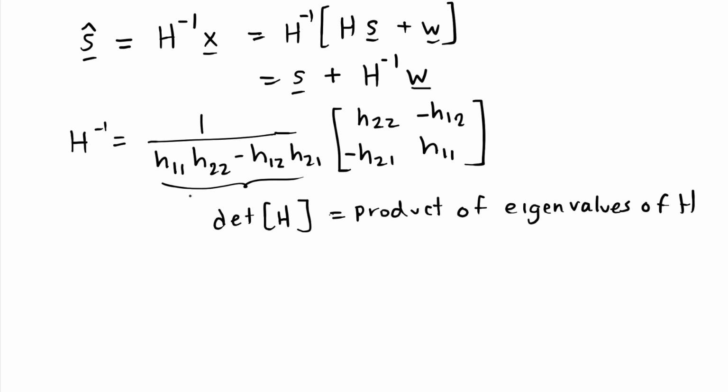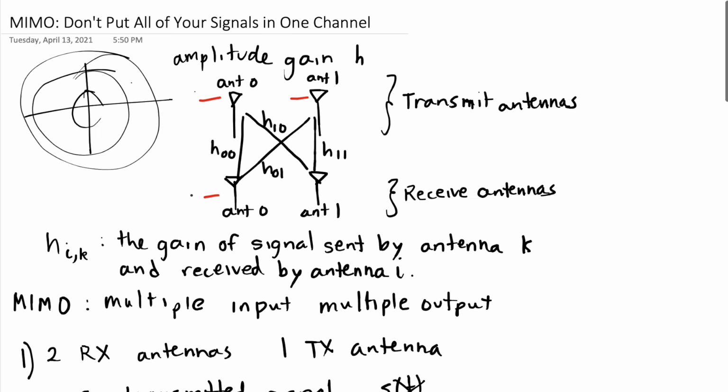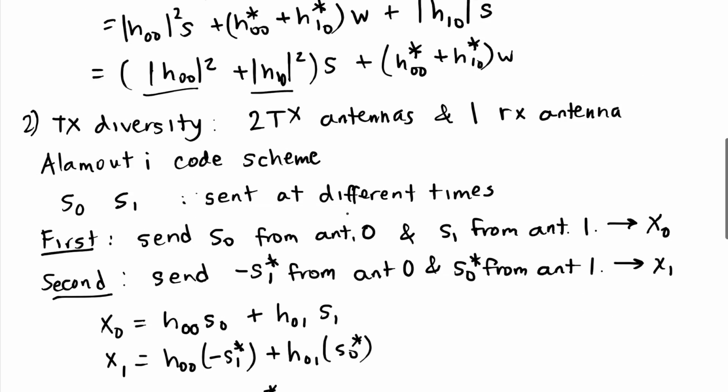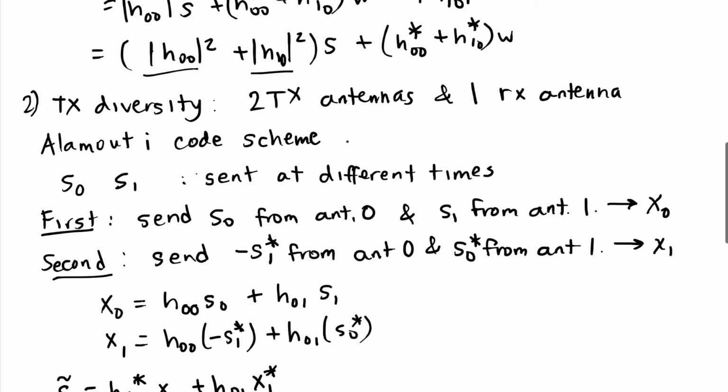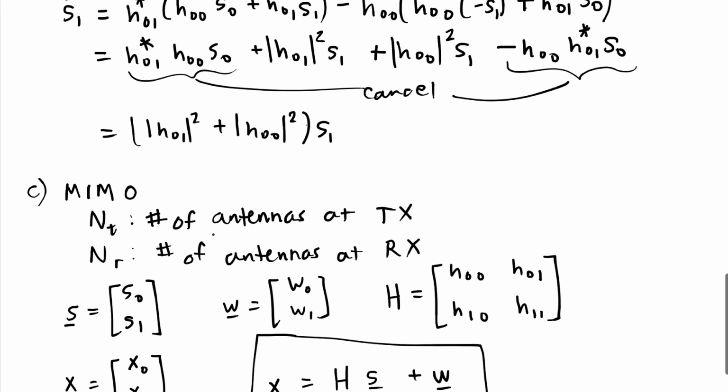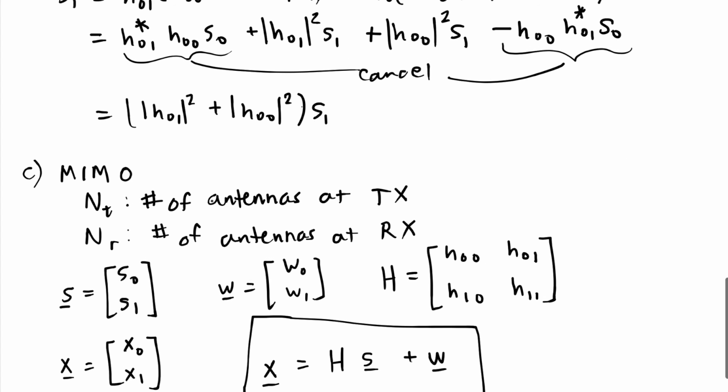So in comparison, in receive diversity, we use multiple receive antennas but one transmit antenna, and we're able to achieve diversity gain from our 2 channels. In transmitter diversity, we use 2 transmit antennas and 1 receive antenna. We can use the Alamouti code scheme or some variety of that scheme to achieve diversity gain over 2 symbol periods to get the same average symbol rate out of our system.